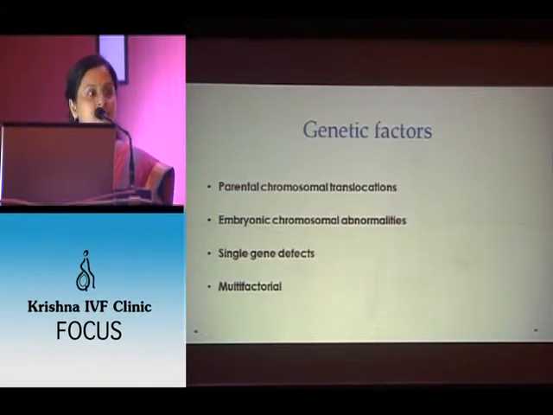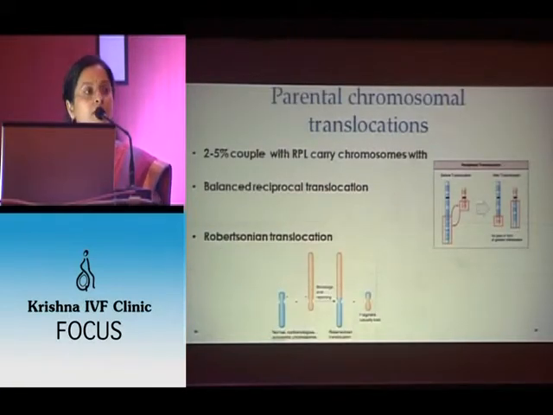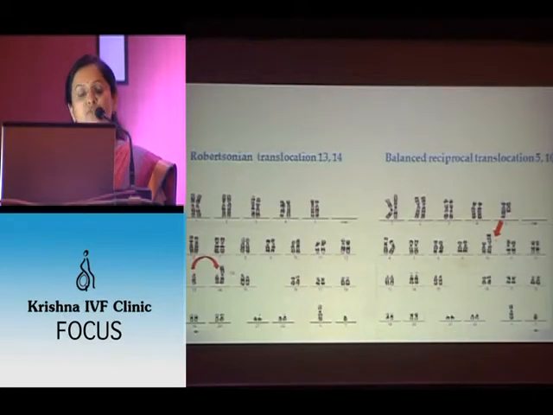Moving on to the genetic factors with increased risk for recurrent pregnancy loss. They are either parental chromosomal translocations, embryonic chromosomal abnormalities, single gene defects, or multifactorial. Approximately 2 to 5% of the couples with recurrent pregnancy loss carry a chromosomal abnormality. Either it could be a balanced translocation or a Robertsonian translocation. As you can see in this slide, there's a Robertsonian translocation between chromosome number 13 and 14, and here is a balanced reciprocal translocation between chromosome number 5 and 10.